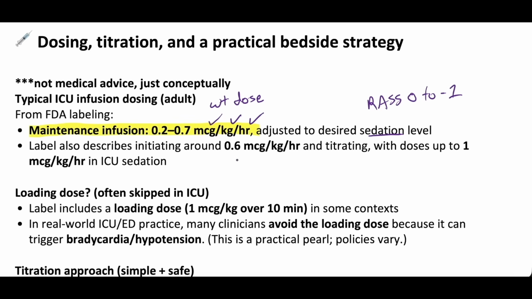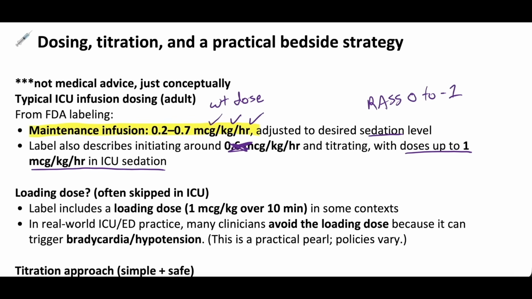What dose to initiate it at is highly variable. Some people start at 0.2, some at 0.4. Institutions have different protocols related to this, but it's not uncommon for it to get dosed up to 1 microgram per kilogram per hour in the ICU. Okay, that would be higher doses of dexmedetomidine, but not like, crazy, wild, what are we doing type of doses.